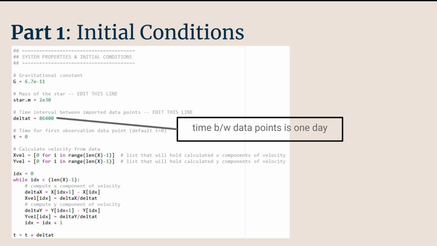In part 1 of the experiment, the system is the star and the surroundings is the black hole. To set the initial conditions, we need to edit the mass of the star and the time interval between data points. The gravitational constant is already set to be 6.7e-11, the mass of the star is given to us to be 2e30 kilograms, and delta t is 86,400 seconds since we're assuming that the time between data points is 1 day.